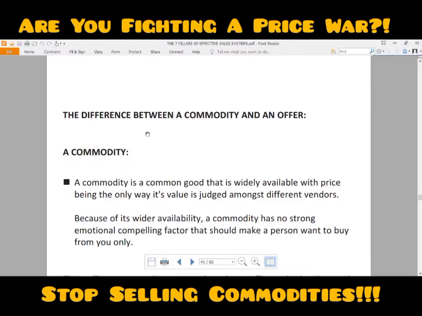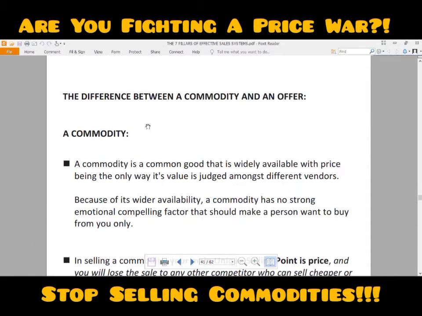Okay, so now let's talk about the difference between a commodity and an offer. This is very important for you to understand. You may have heard commodity before, but you're wondering what exactly we are talking about. Now, just switch the word commodity with product.